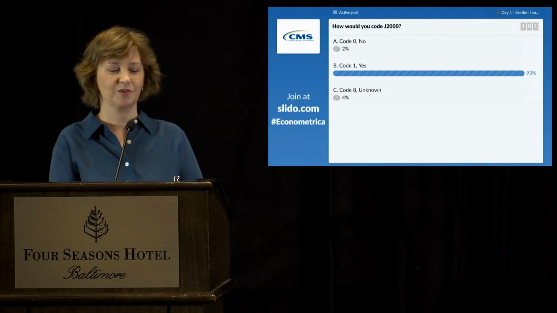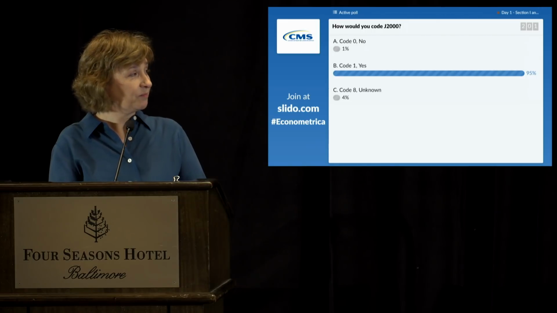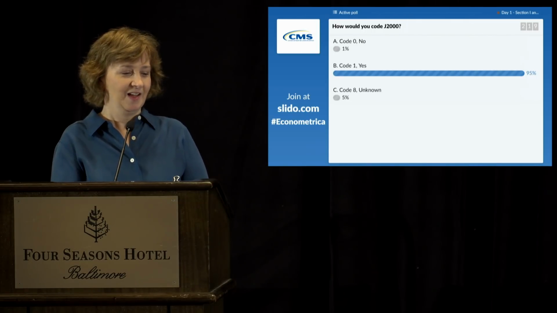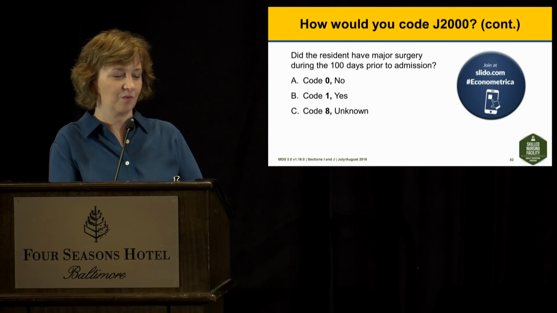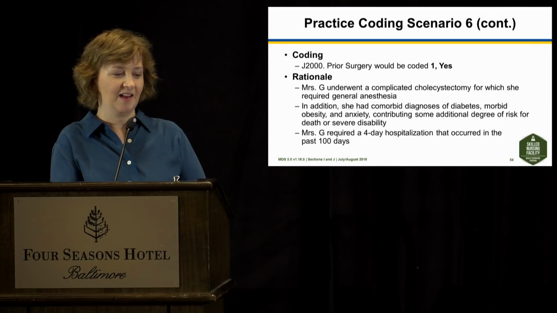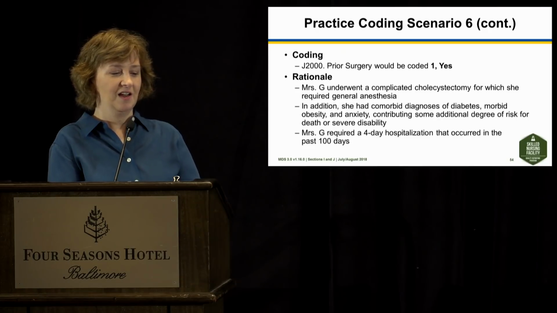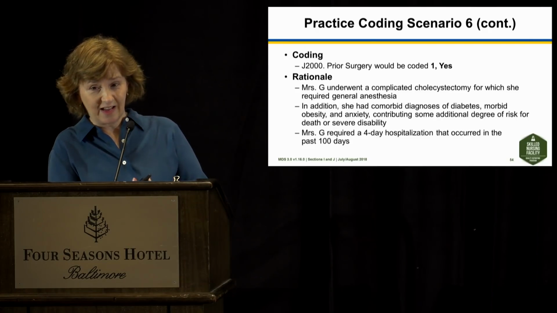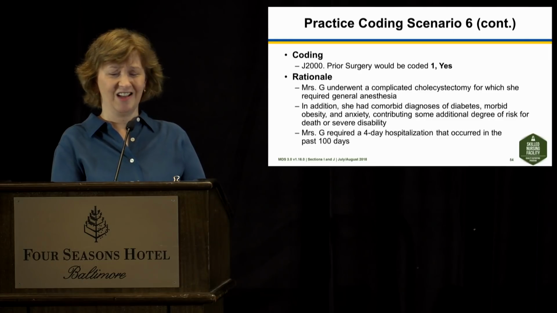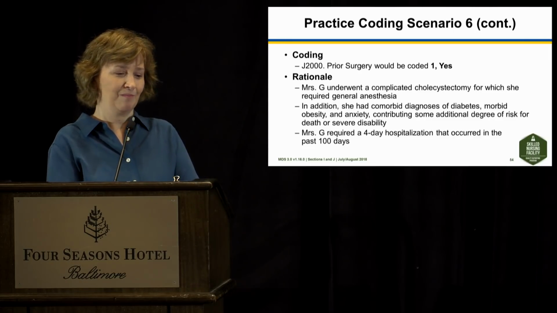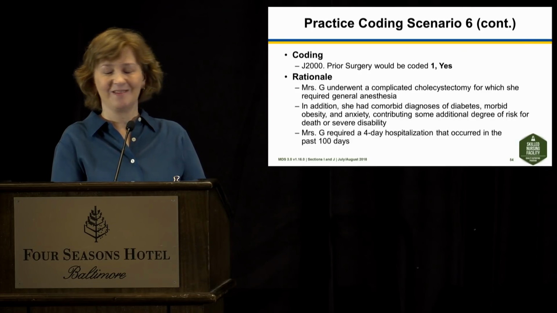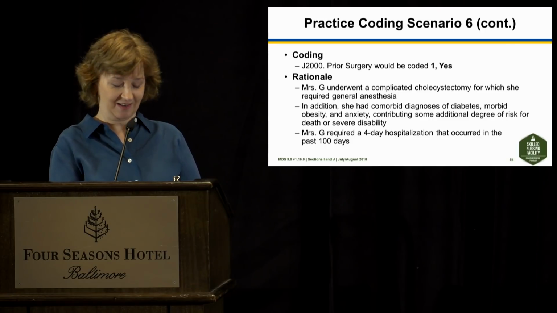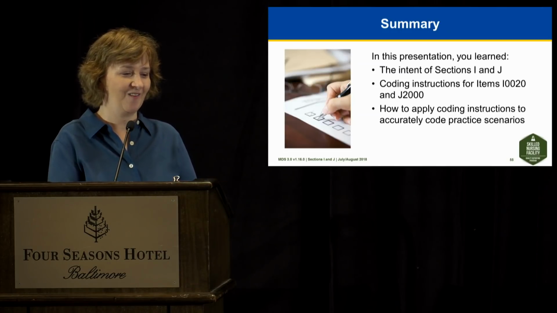Okay, so we're starting to reach about 200 people entering. Okay, looks like 95% of you did indeed code the correct answer, which is 1. And so I will get my little checkbox up there for 1 for you. And then again, the rationale is that she had this surgery. She did have general anesthesia, so it did meet that criteria. She had all these comorbidities. We put her having morbid obesity to make it sound kind of risky. And then she was in the inpatient, and it did happen within the last 100 days. So you are correct on that one also.